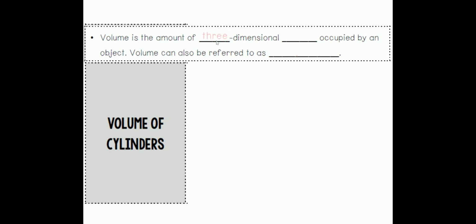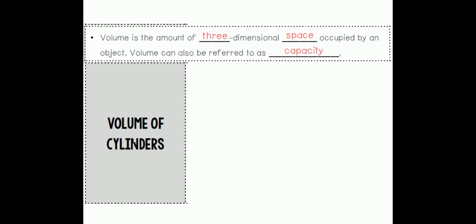Let's review. What is volume? Volume is the amount of three-dimensional space occupied by an object. Volume can also be referred to as capacity. Now, if we're going too quickly, make sure you pause the video and write this down if you have the printed notes. You can also pause the video to work ahead on problems and just watch the video and use it to check your answers.